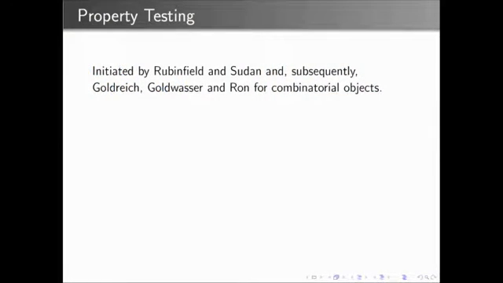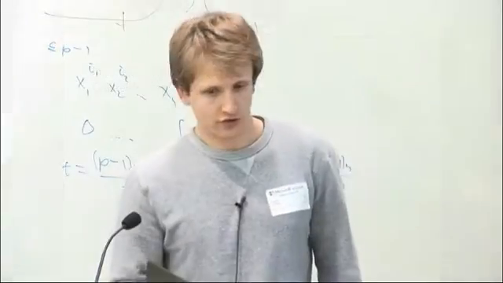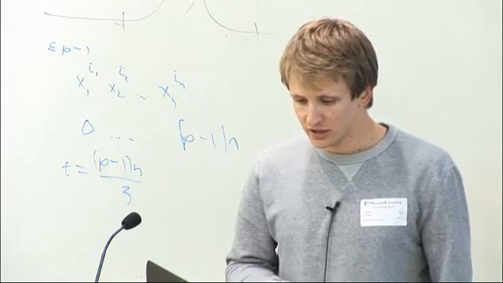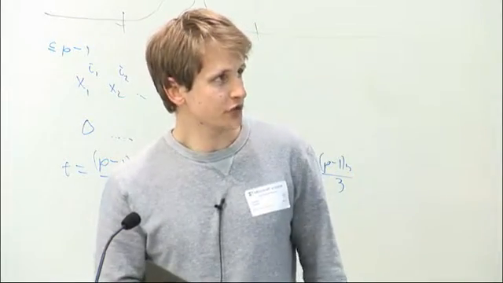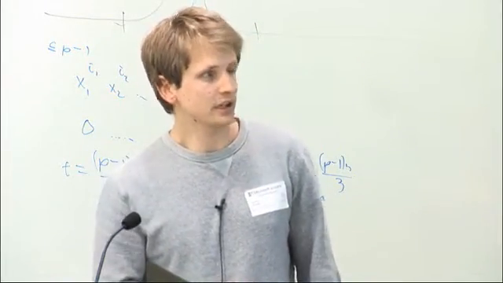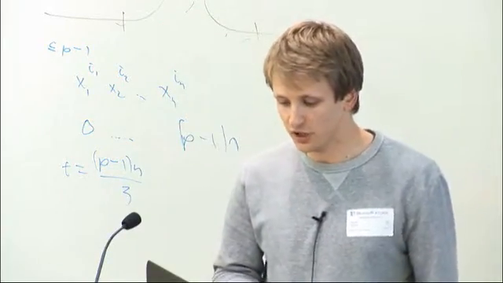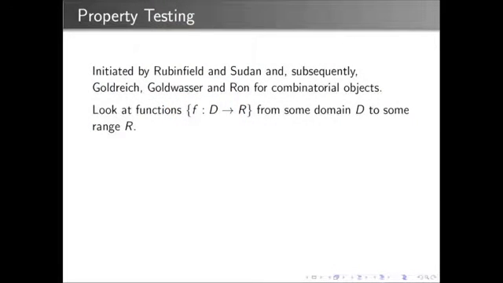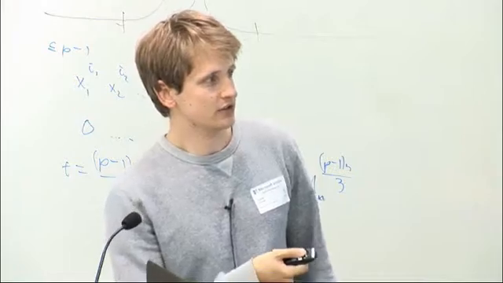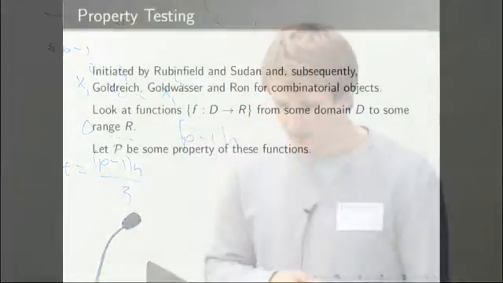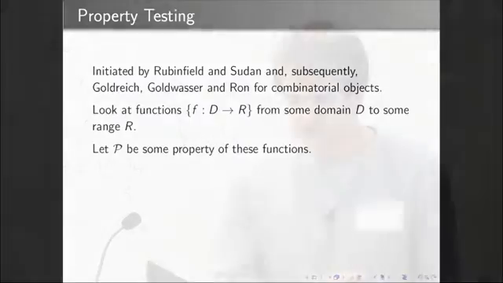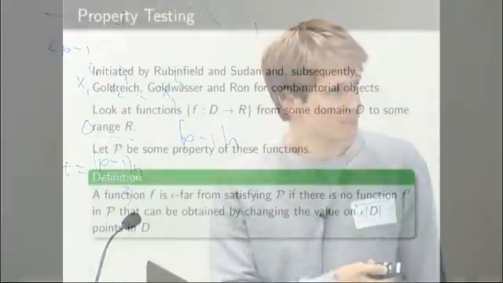Now, the removal lemma has implications for property testing, or it's very closely related to property testing. This was initiated by Rubinfeld and Sudan, and subsequently by Goldreich, Goldwasser, and Ron for combinatorial objects. The general idea is we look at functions f from some domain to some range R, and we have a property of these functions, which is basically a subset of these functions.